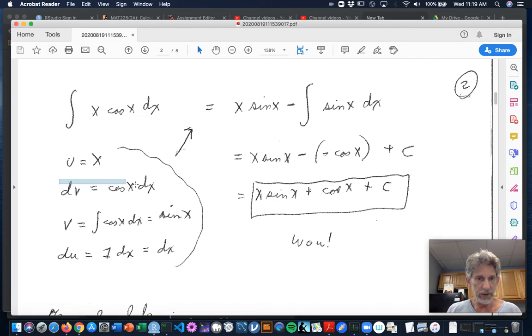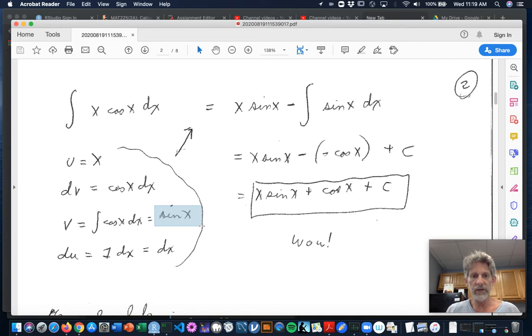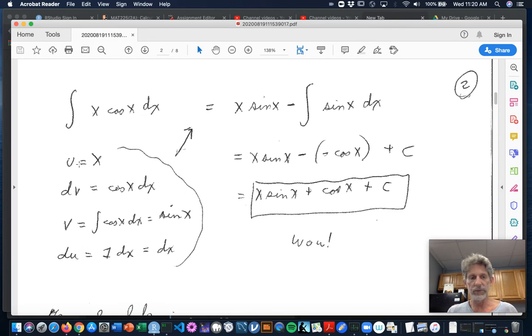So let's see, I know dv. So v must be the antiderivative of dv, the antiderivative of cosine of x dx. That would be sine of x plus any number. I only need one antiderivative here, so I'll just write sine of x. Now, what about the du? Well, u is x, so du/dx would be 1, so du would be 1 times dx, or just dx.